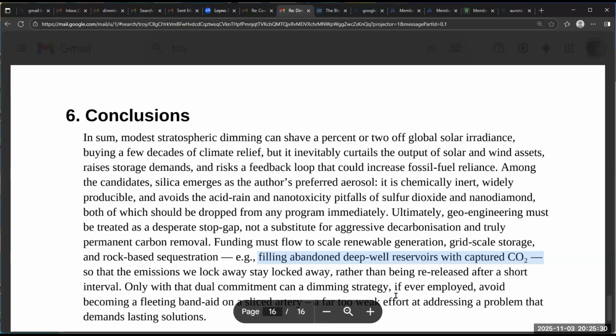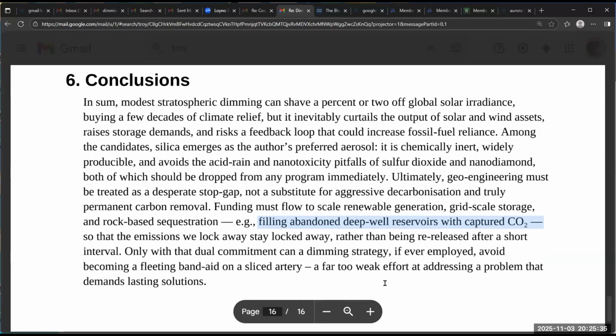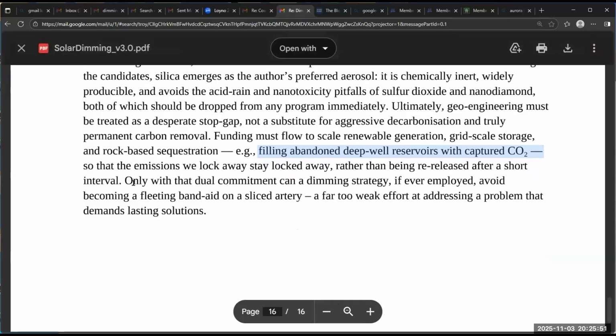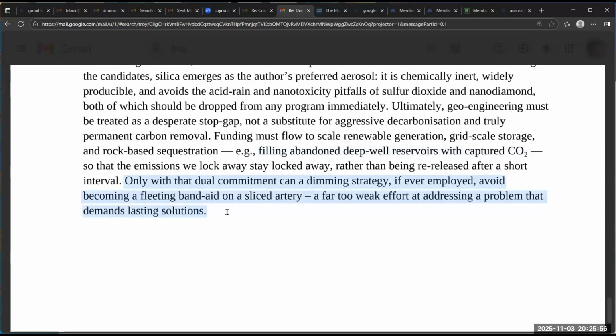And if we're taking those seriously, then maybe we can buy a little bit of time with this dimming strategy. But either way, dimming is just a pretty weak strategy. And my concluding sentence: only with a dual commitment can a dimming strategy, if ever employed, avoid becoming a fleeting Band-Aid on a sliced artery, a far too weak effort at addressing a problem that demands lasting solutions.